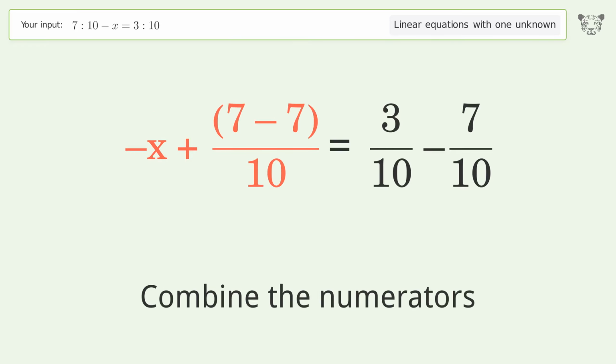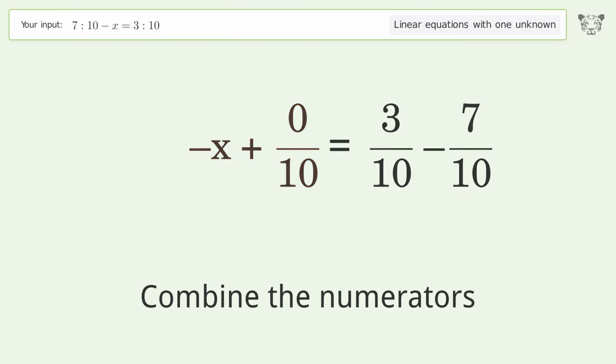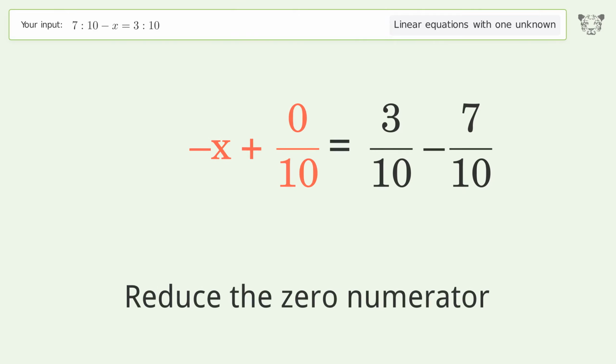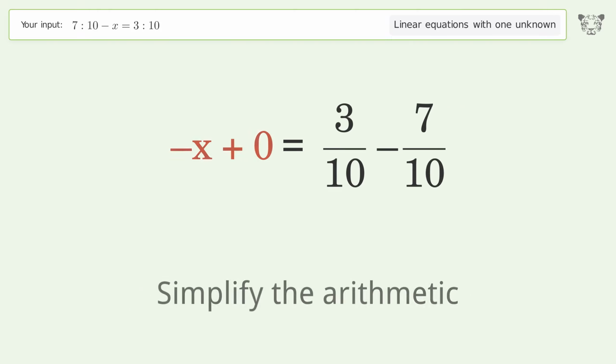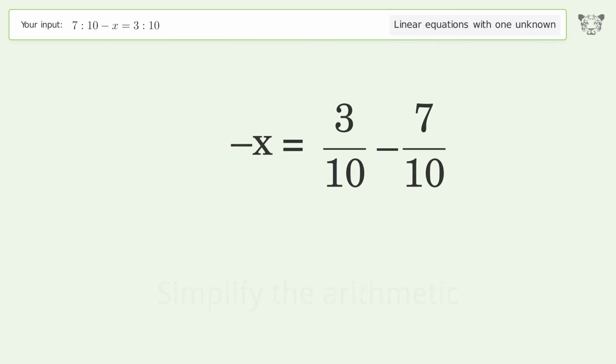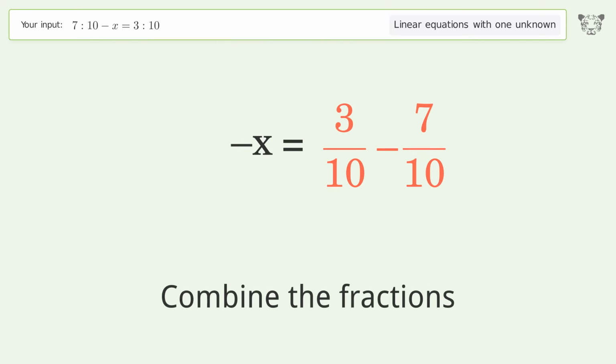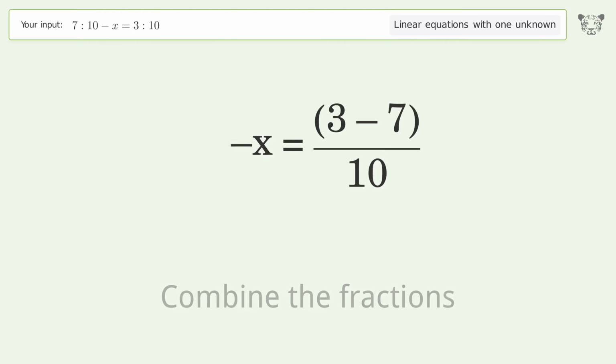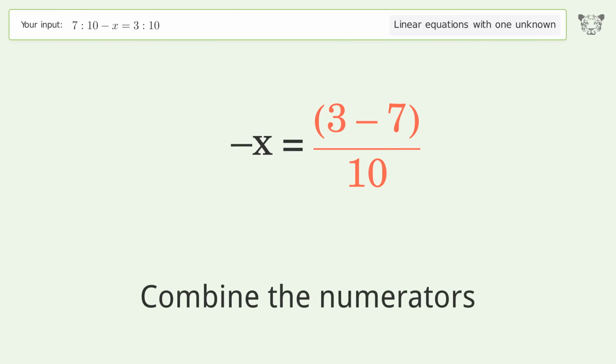Combine the numerators. Reduce the zero numerator. Simplify the arithmetic. Combine the fractions. Combine the numerators.